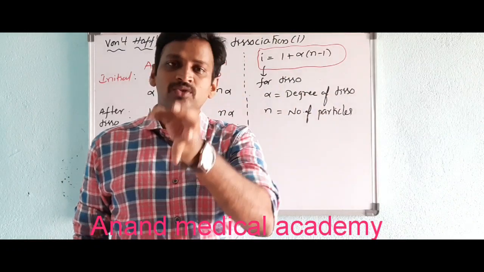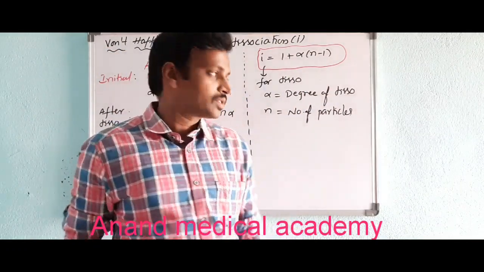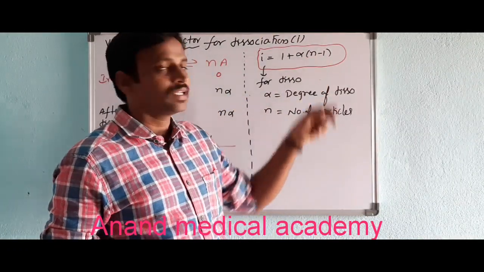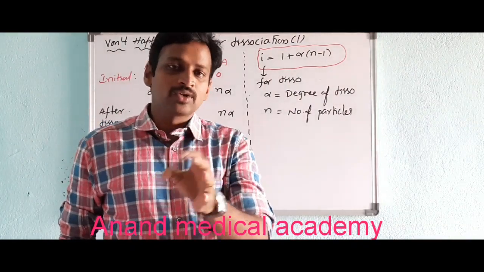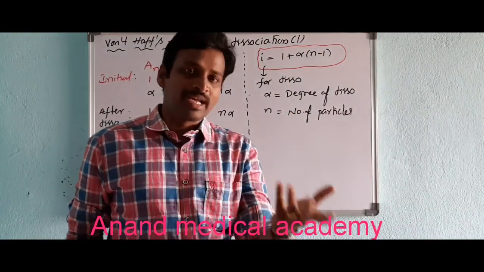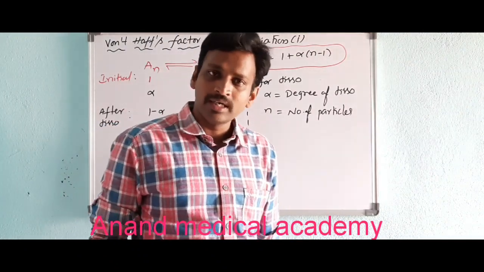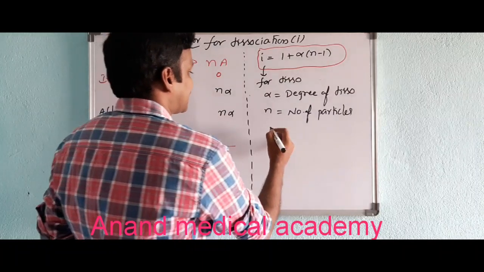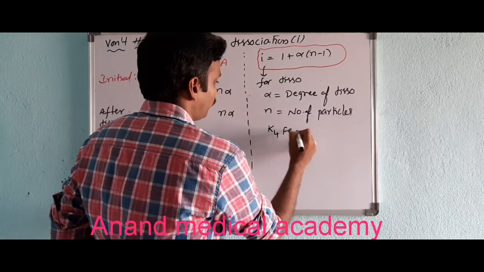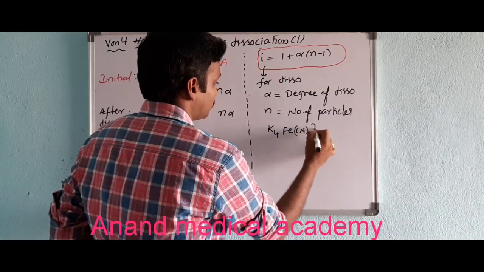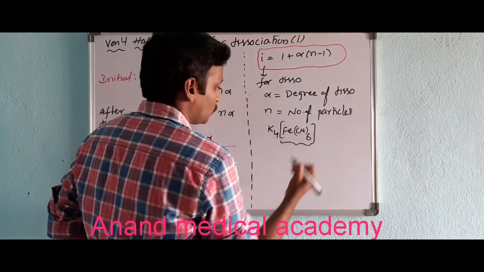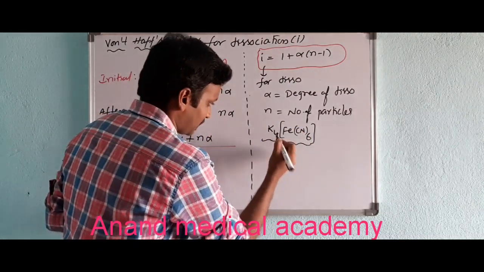Suppose NaCl is dissolved in water. The N value will be 2 for NaCl. For MgCl2, the N value is 3, because 1 Mg2+ and 2 Cl minus, 1 plus 2, is 3. Correct? Now K4[Fe(CN)6]. This has an undissociable part and 4 K plus.